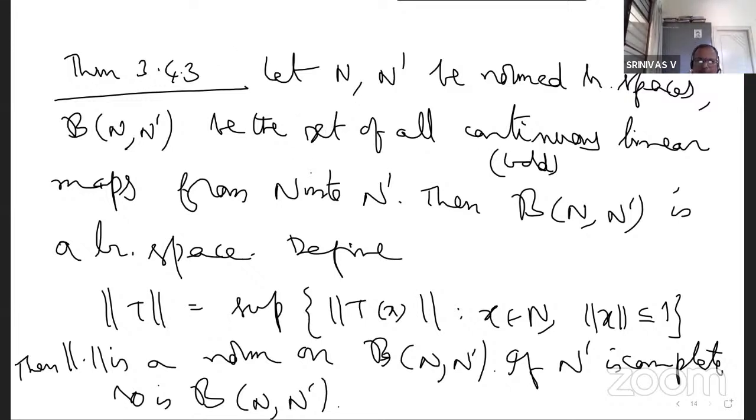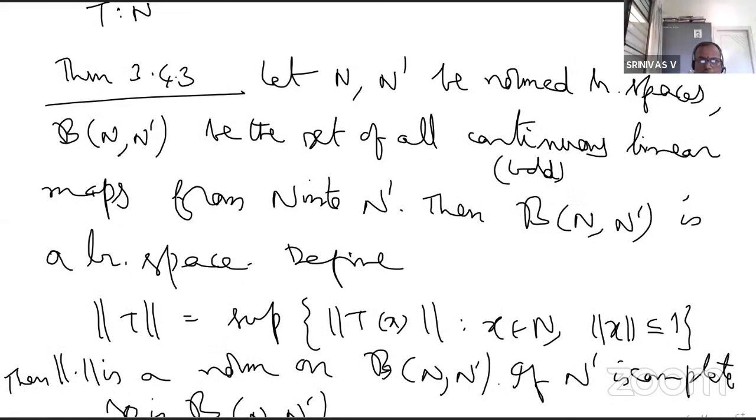If a mapping T from N to N dash is continuous, you take an element x from here and take a sequence xn converging to x. T of xn must converge to T of x. That's what you mean by continuity. If T is a linear map from N to N dash, for every sequence xn converging to x in the norm, T of xn must converge to T of x. For linear maps, boundedness and continuity are equivalent.